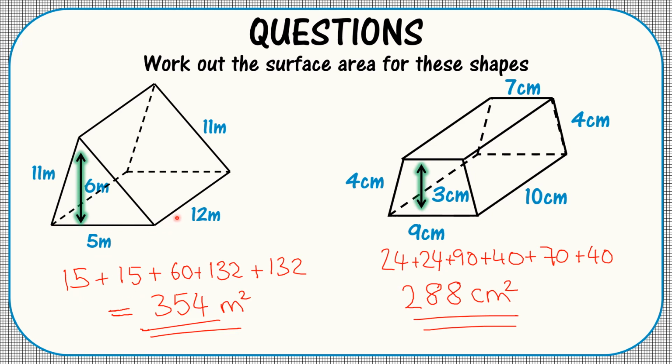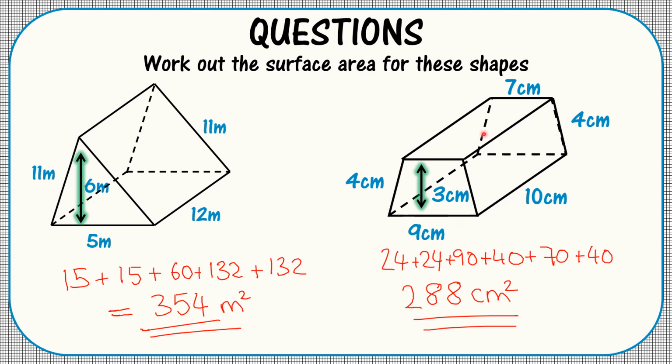The next one is this bottom rectangle, which would be 5 times 12, which equals 60. The next is this rectangle on the right, which is 12 times 11, which equals 132. And the final rectangle is this rectangle on the left, which is also 12 times 11, which gives 132. To work out the surface area, you add the area of the specific faces. So you've got 15 plus 60 plus 132 plus this final 132, which gives us 354 meters squared. Remember to use the correct units.